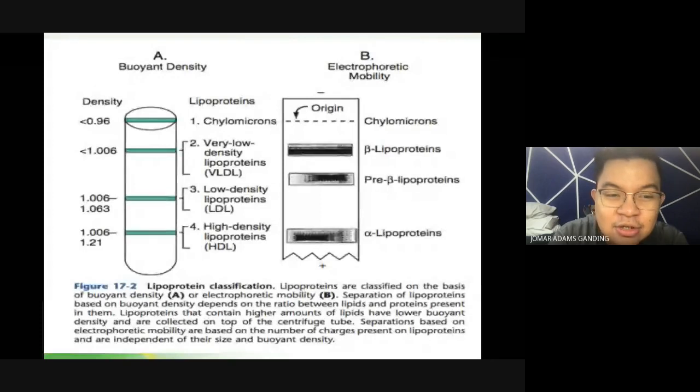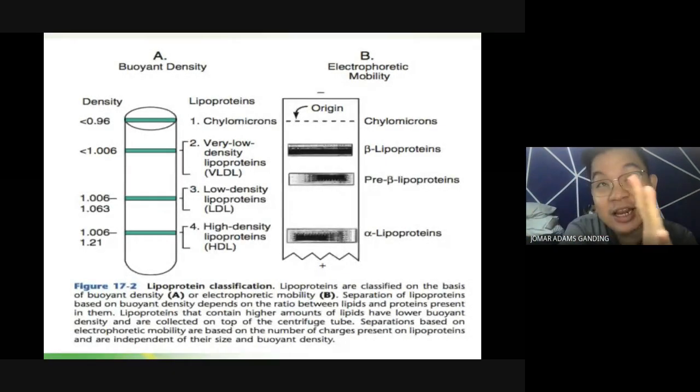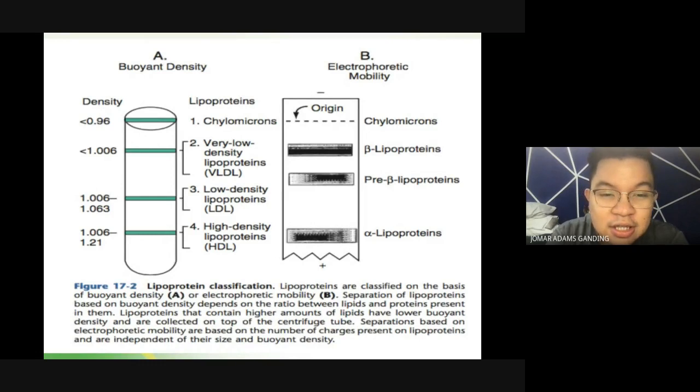And as you can see, guys, on the left picture, the names were VLDL, low density, very low density, high density. Why is it that in the electrophoretic pattern, I am now seeing beta lipoprotein, pre-beta lipoprotein, and alpha lipoprotein? Which one is HDL here? Which one is VLDL here? Which one is LDL here? Those are the things that we aim to answer by the end of this meeting, even if I only have 15 minutes left for this discussion.